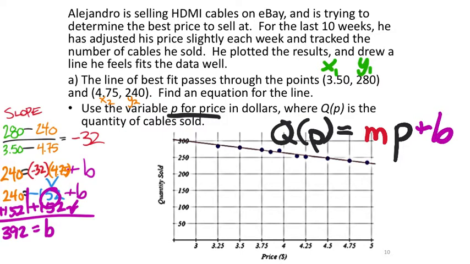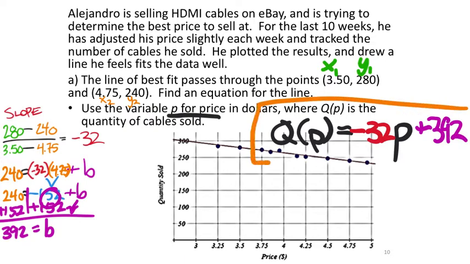So we just found both values. We know that the M is the slope, which is negative 32, and then the B value is positive 392. And that right there would be considered the function for this line that Alejandro has drawn. I think there's a part B to this, but of course we should be able to interpret the slope and the y-intercept, because this is a word problem.